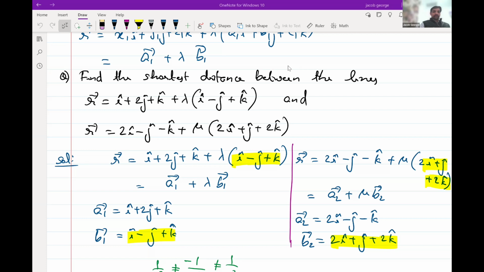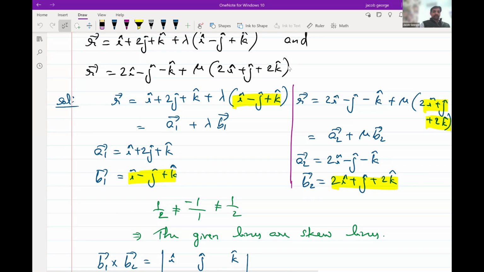Now, come to this point again. When you get this type of question, the first part is to check whether it is skew lines or parallel. How to check skew lines or parallel? Take the ratio of the parallel vectors: 1/2, minus 1/1, 1/2. Are these equal? No, they are different. Different means I have written it here. They are what type of lines? If it is parallel lines, we have a separate formula, similar to this one.